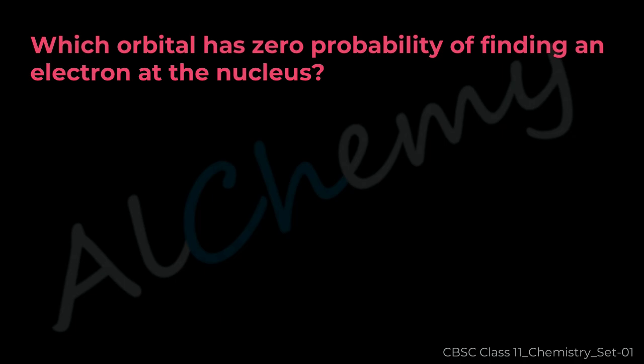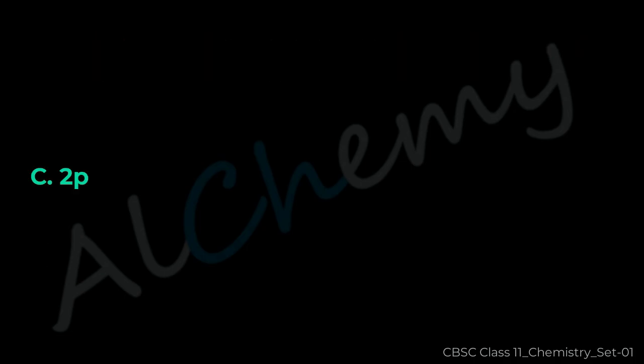32. Question 8. Which orbital has zero probability of finding an electron at the nucleus? A. 1s, B. 2s, C. 2p, D. 3s. The correct answer is C.